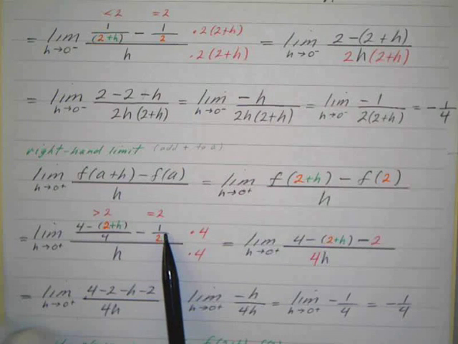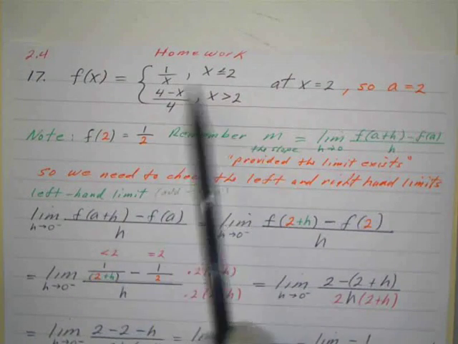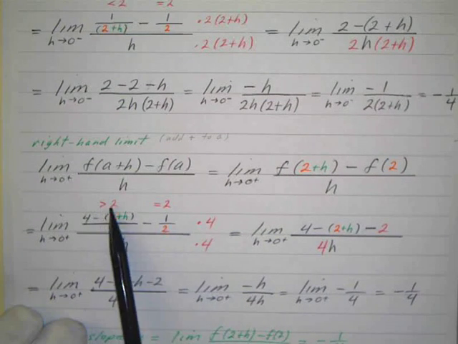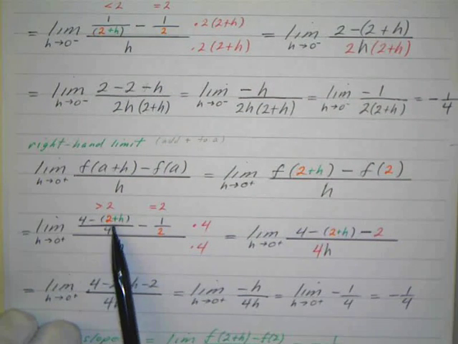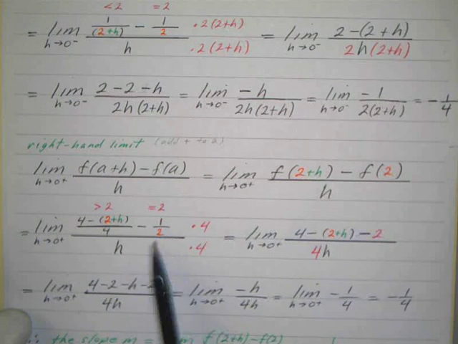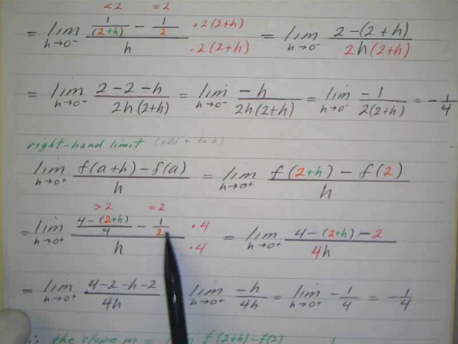minus 1/2. Because again, at 2, it's equal to 1 over x. Remember, it's equal to 2. It's 1 over x, or 1/2. So that's equal to 2, a little greater than 2. So we're using one part of the piecewise function when it's greater than 2, another part when it's equal to 2. And again, I've got a complex fraction, so I'll simplify this and I have to multiply both sides by the LCD. The LCD is 4.